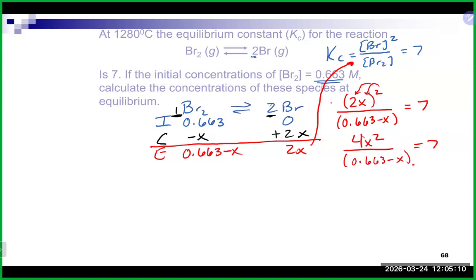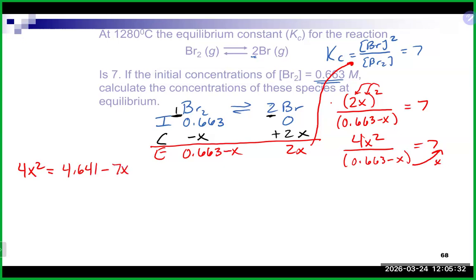We need to get everybody to the same size, so we're going to multiply what's on the bottom to the other side. If we do that, that will give us 4x squared is equal to 0.663 times 7, which is 4.641, minus 7 times x, which is 7x.